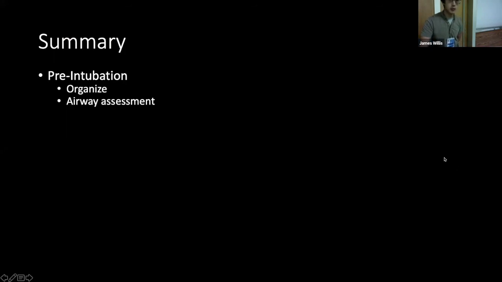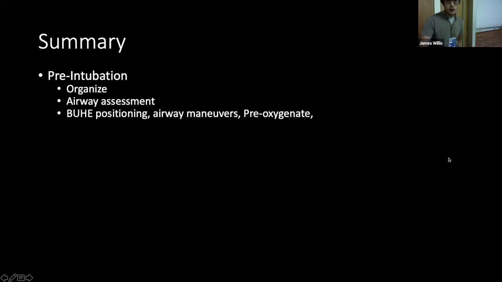So to summarize, for our patient, we organized the equipment and medications by using SOCME. We quickly assessed the level of airway difficulty using LEMON. We had the proper backup equipment readily available. We elevated the head of the bed to 30 degrees, inserted an NPA, applied jaw thrust maneuver, which improved his breathing, and we further preoxygenated him with non-rebreather and nasal cannula at 15 liters.